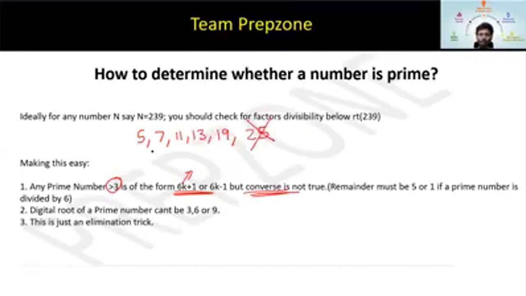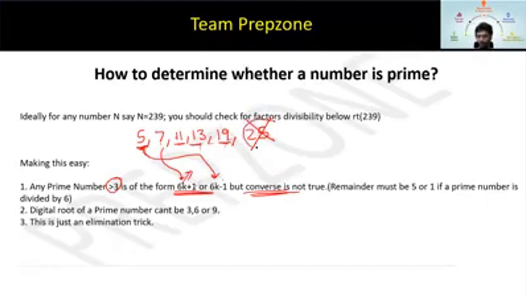Now see what is happening. This is a prime number, of the form 6k minus 1. This is a prime number, of the form 6k plus 1. Prime number, 6k minus 1. Prime number, 6k plus 1. Prime number, 6k plus 1. And in this way it goes.